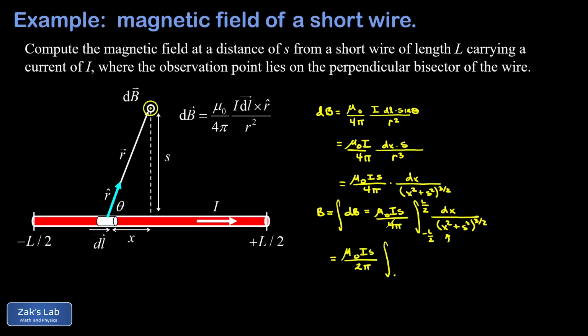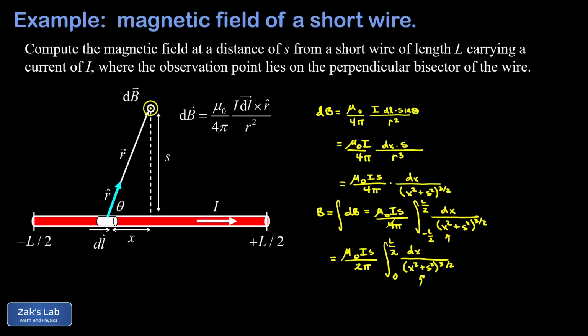And then I have the integral from 0 to L over 2 of dx divided by x squared plus s squared to the 3/2. So the trig substitution that we want to make here is a tangent substitution because we're trying to exploit the trig identity. Tangent squared plus 1 gives us secant squared. If we can make that simplification down here in the parentheses, then our denominator is going to simplify and it gives us a good chance of seeing where to go next.